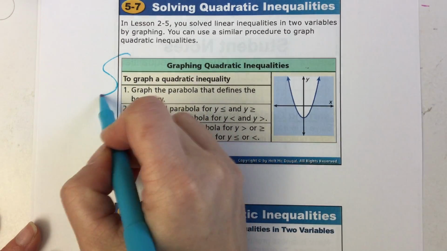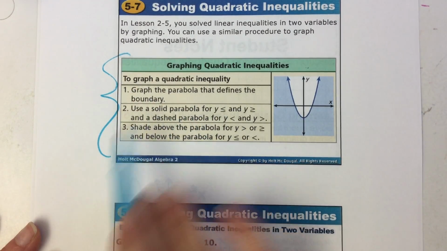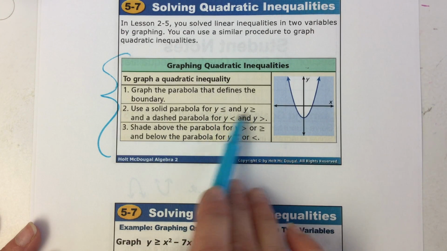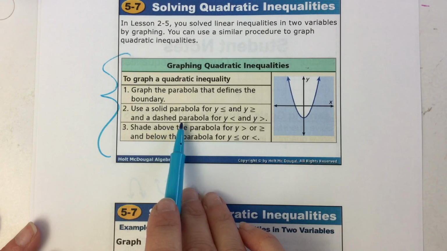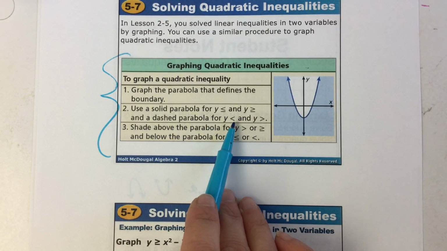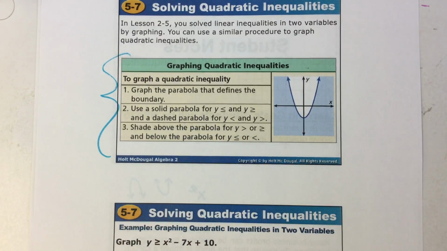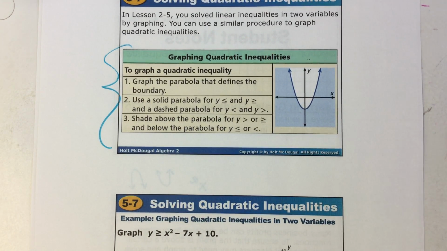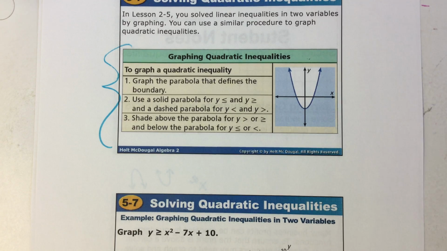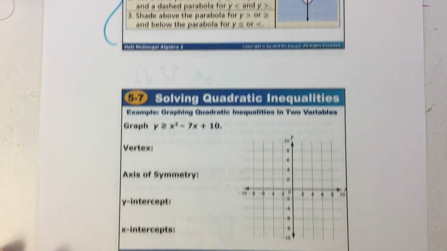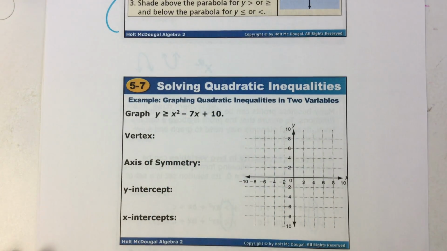So here will be our steps. You graph the parabola: solid if it's less than or equal to, greater than or equal to; dashed or dotted parabola if it's less than or greater than. Then shade inside of the parabola or outside of the parabola. You will either have a true or false portion, and depending on how that is, you will shade inside or outside. Okay, let's go ahead and do this.